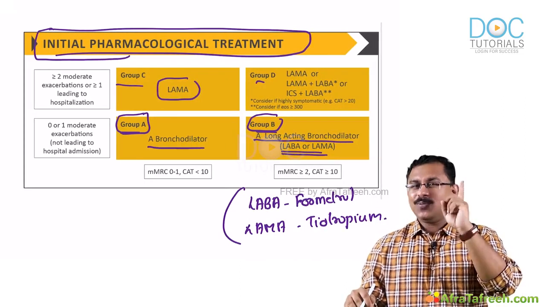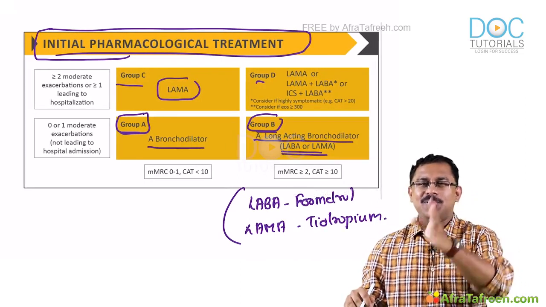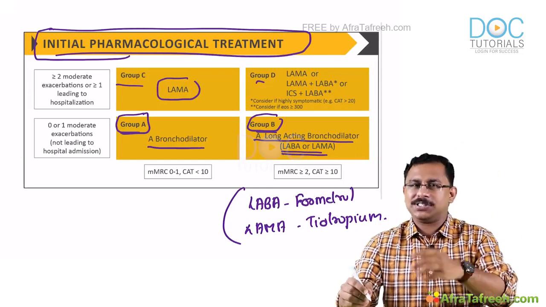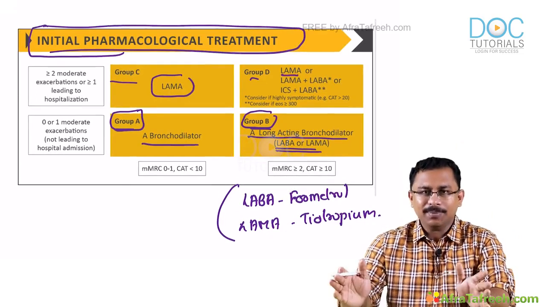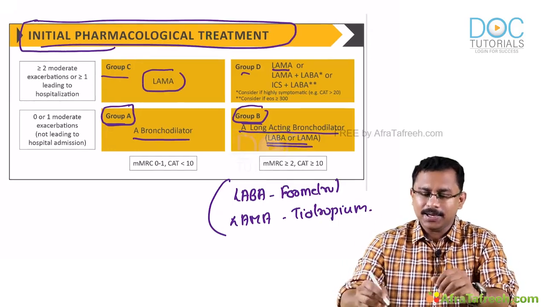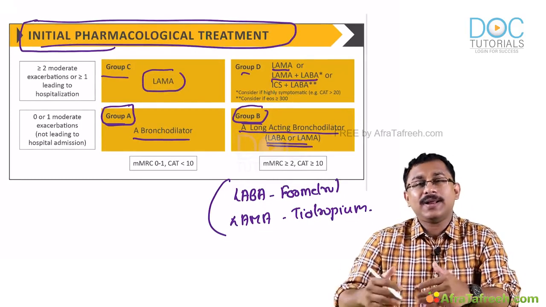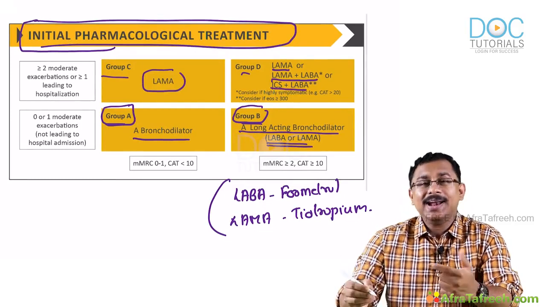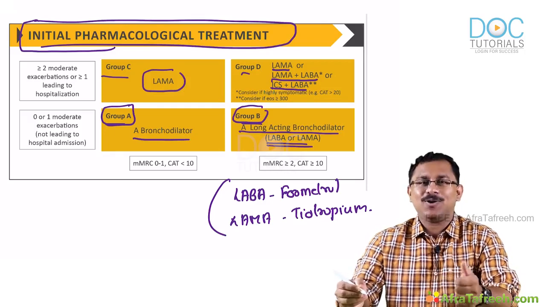Group D, you remember the one. Group D, maximum problem, high symptoms, high risk. In such individuals, you have options. You can go for LAMA alone, that is your long-acting muscarinic antagonist, or you go for a LAMA plus LABA combination, or you go for an inhaled corticosteroid plus LABA combination.